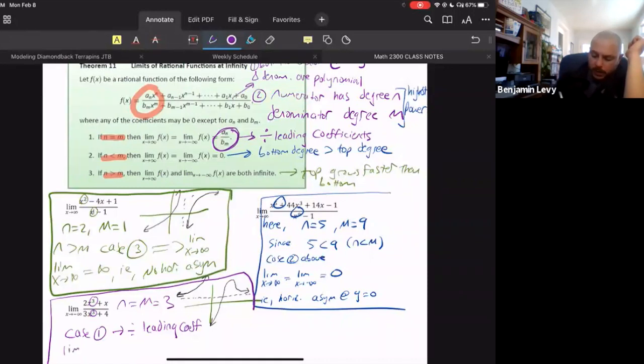So this one tells us the limit as x approaches plus or minus infinity is going to be 2 over 3, which is the leading coefficient.